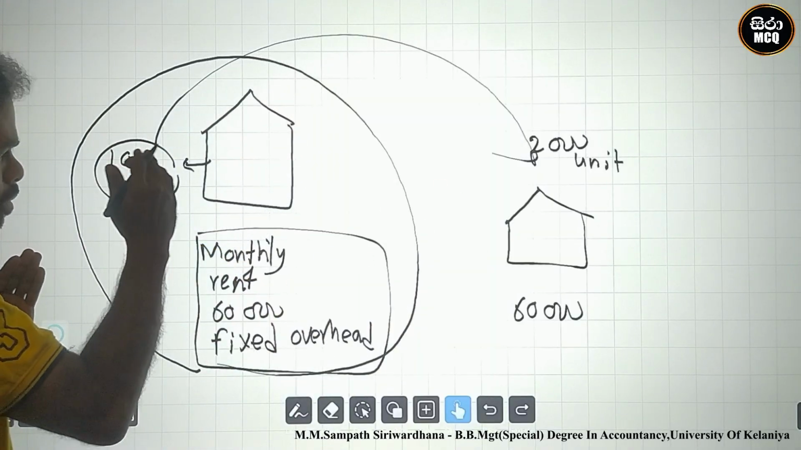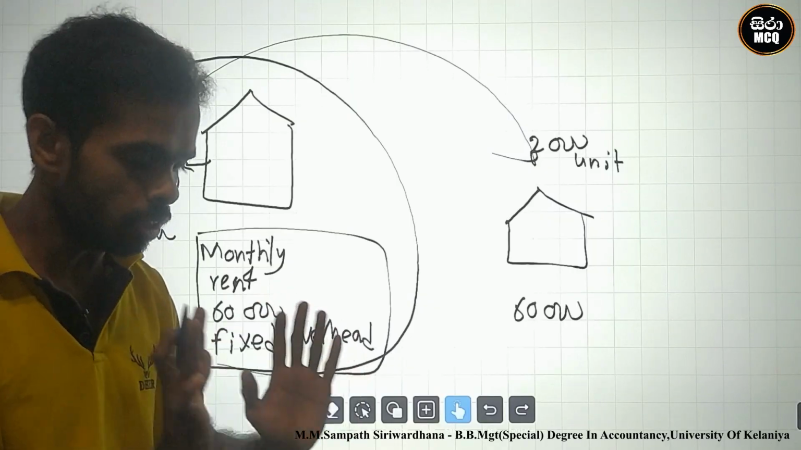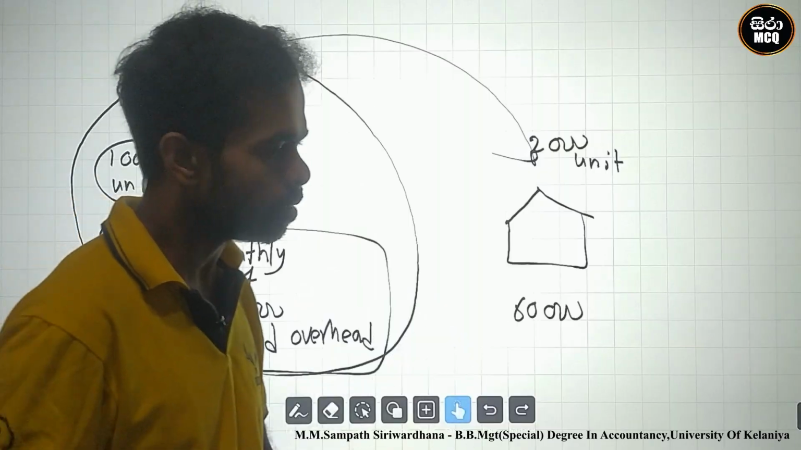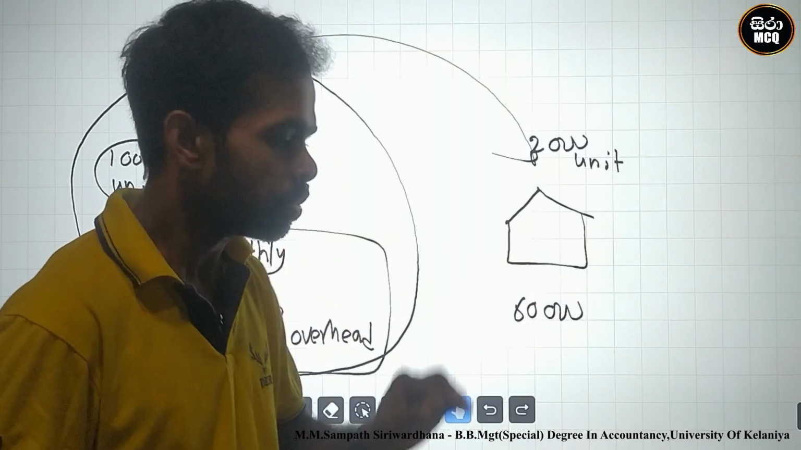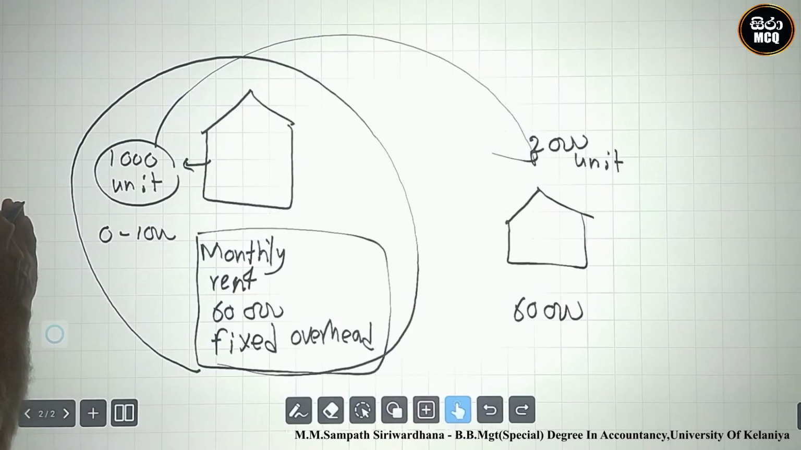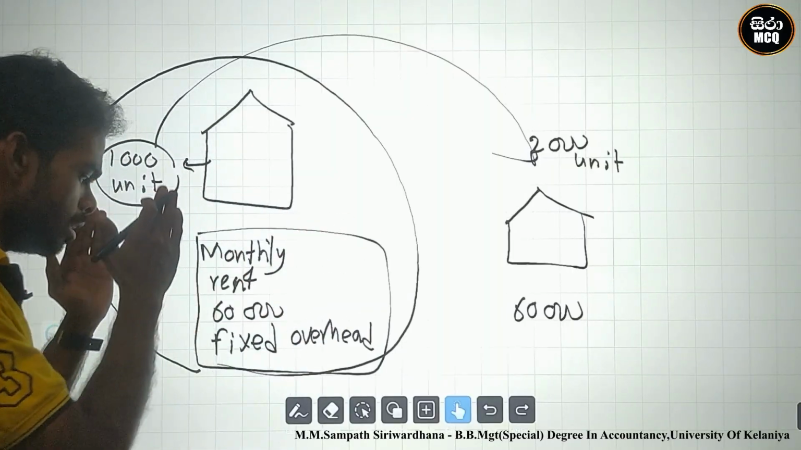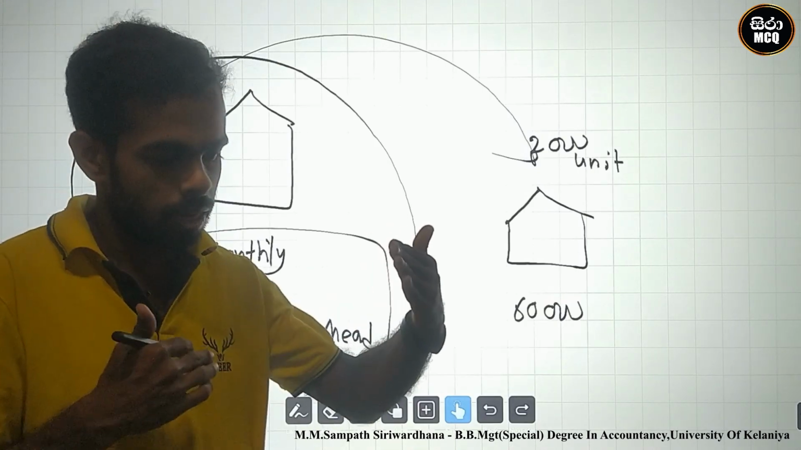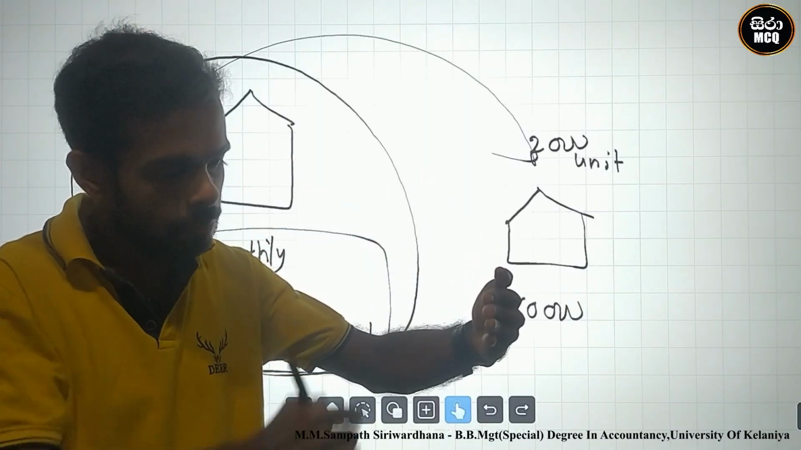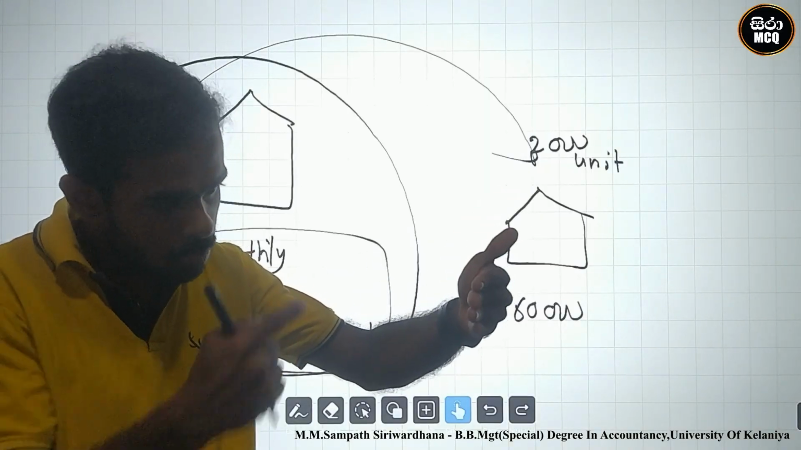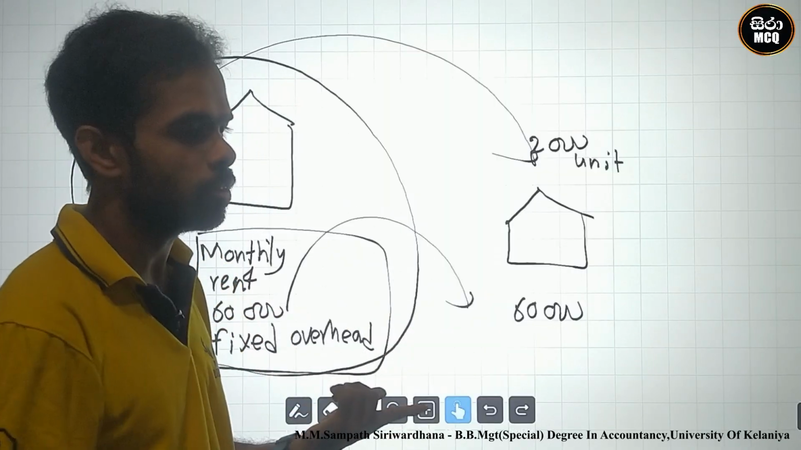Therefore, the range is 0 to 1000, and within it rent is fixed. After 1000 units, you must pay rent again. Why? Another building should be acquired for the production level. Within the range of 0 to 1000, within the relevant range, the rent does not change. This is the range, the high or low value, the highest maximum capacity. Up to maximum capacity, fixed costs do not change. After the maximum capacity, fixed costs change again. Why? The 60,000 doubles, adding another 60,000 for the new building.